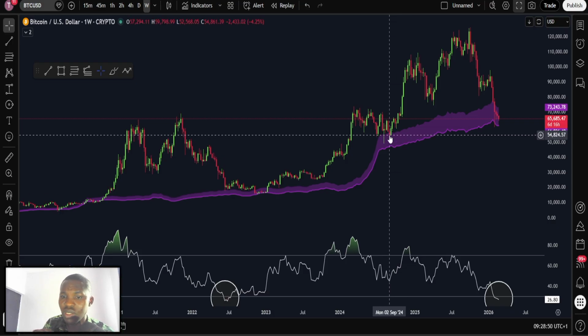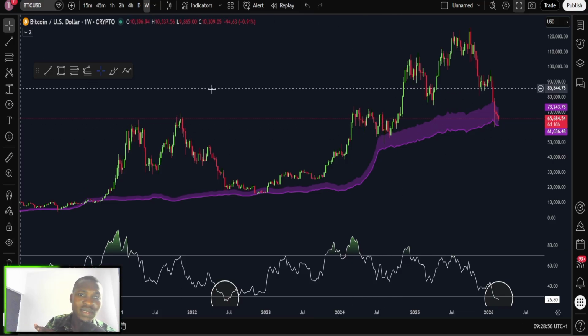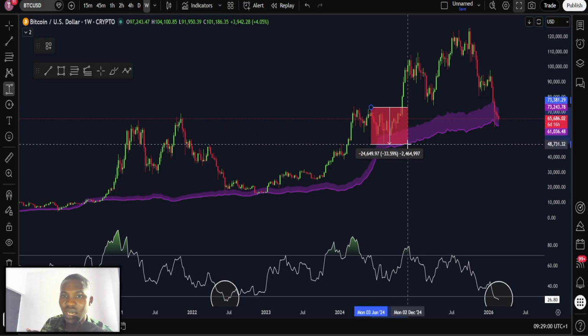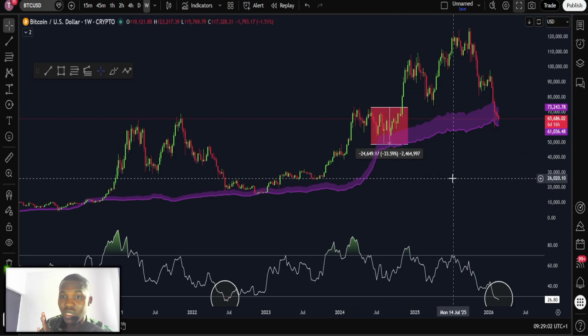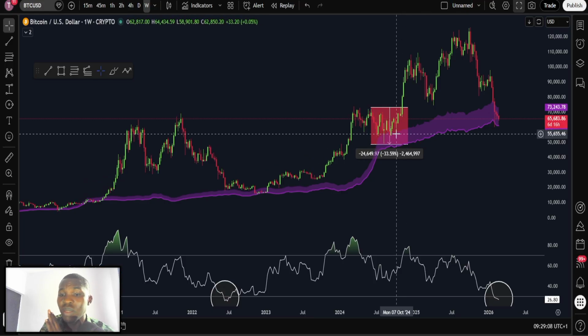Because if we take a look at it here now, back in 2024, September 2nd, 2024, we saw BTC price falling, from this high here to this current level here, that is about a 33% drop. And when we got to this cloud here, which is the cost of production, this is where the bottom was formed back then in 2024.